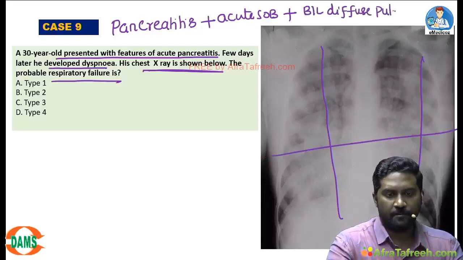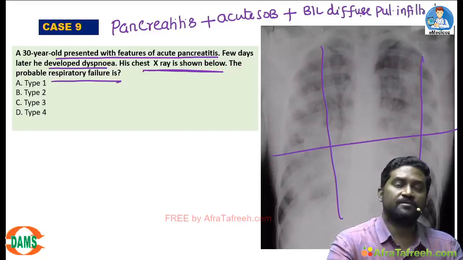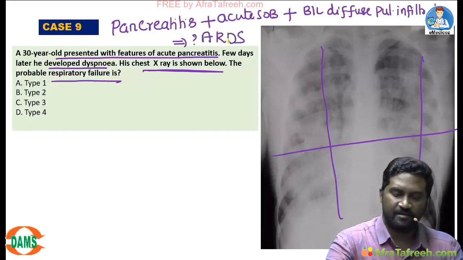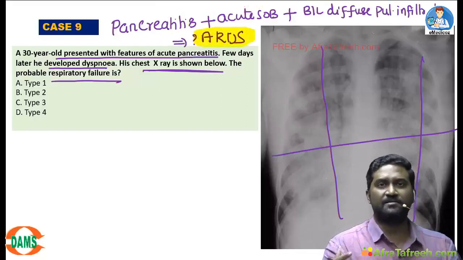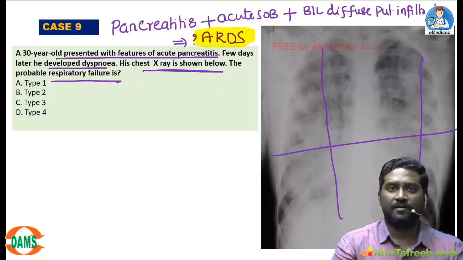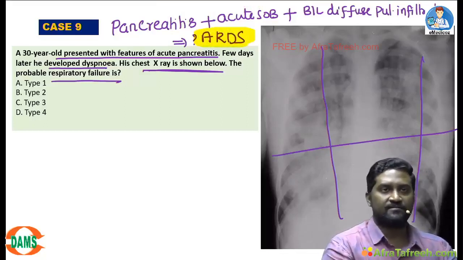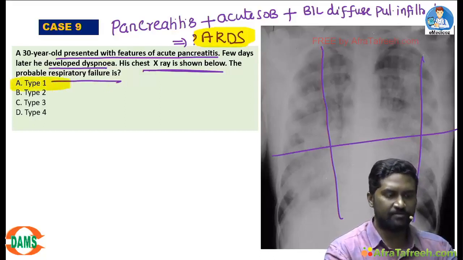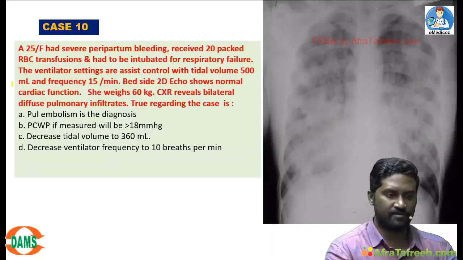Because of these infiltrates, he might even be having hypoxemia. So this in combination is suggestive of ARDS. If you have acute shortness of breath, bilateral diffuse infiltrates with a risk factor of pancreatitis, it might be an ARDS. In ARDS, what is the type of respiratory failure? Your answer should be type 1 respiratory failure.